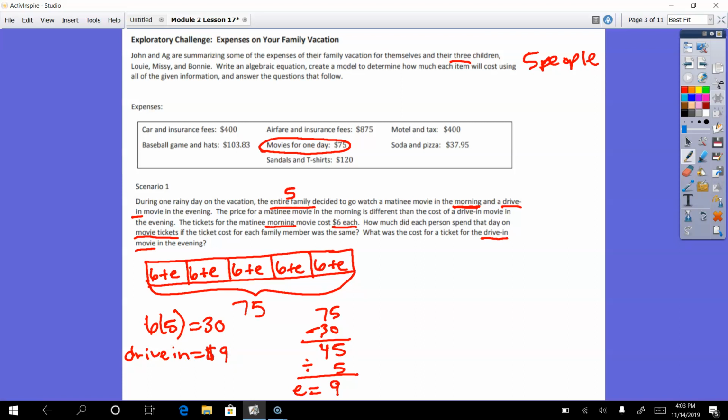And then how much did each person spend that day? So the whole day. In the morning they paid 6, in the evening they paid 9, so they paid a total of $15.